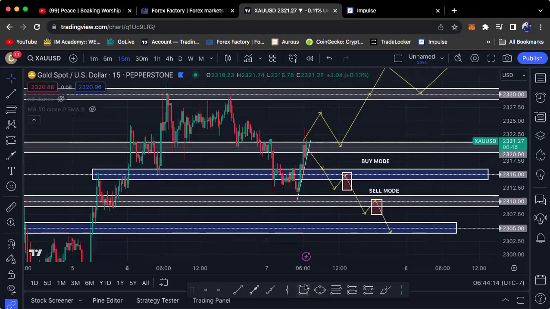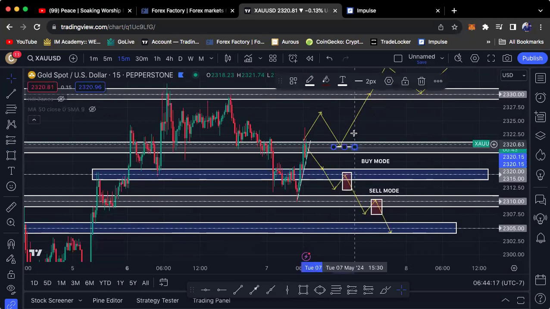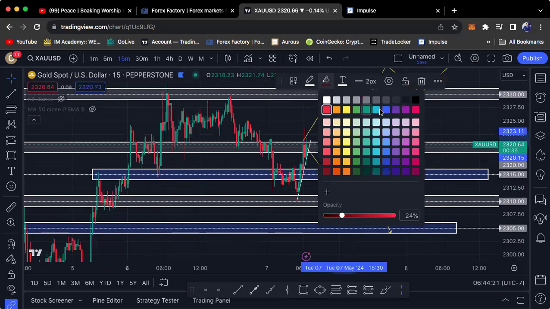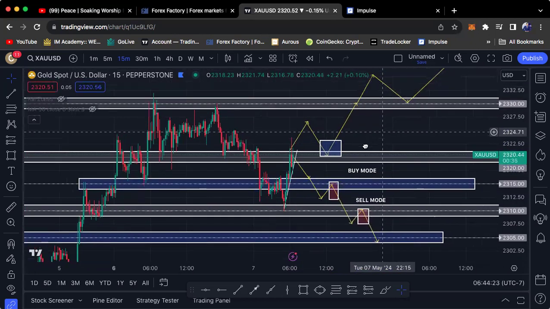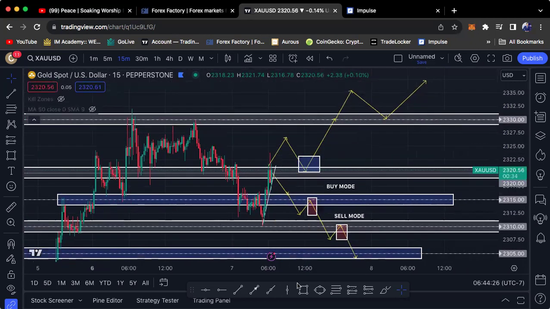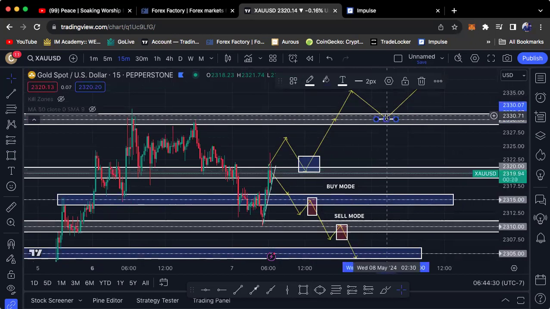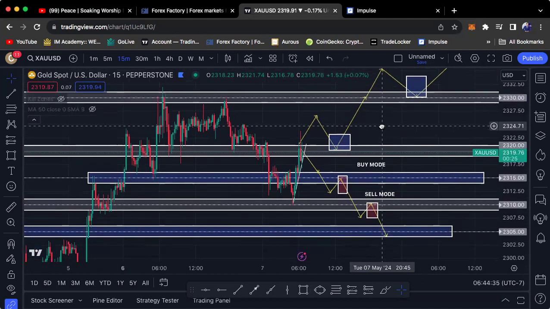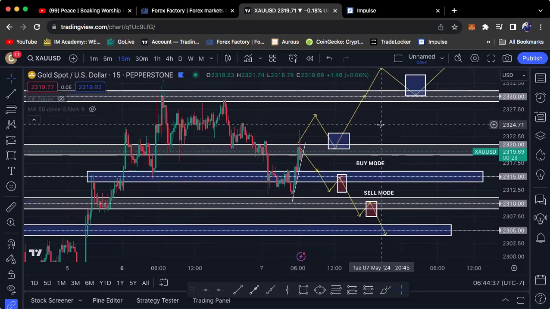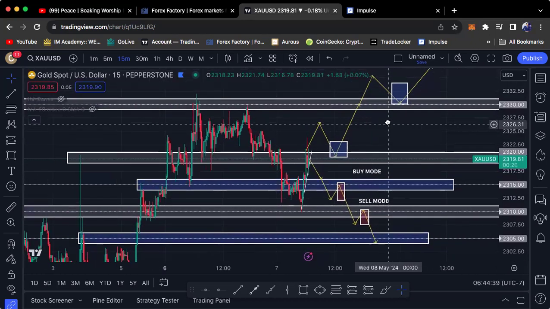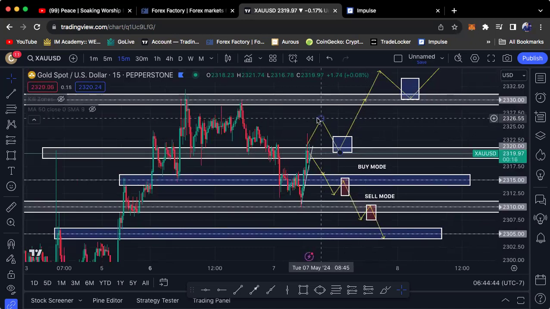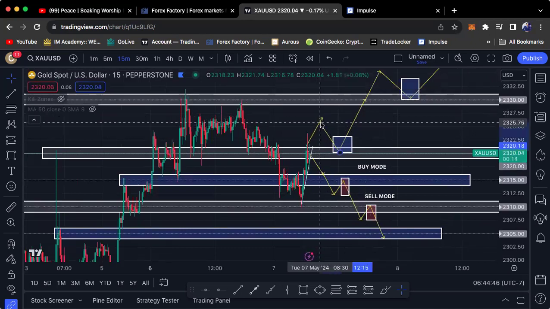But wait for the confirmation, guys. If it gives you a bullish candle here, then take it. It gives you another one here, take it. All right. It's 23.25 right here.